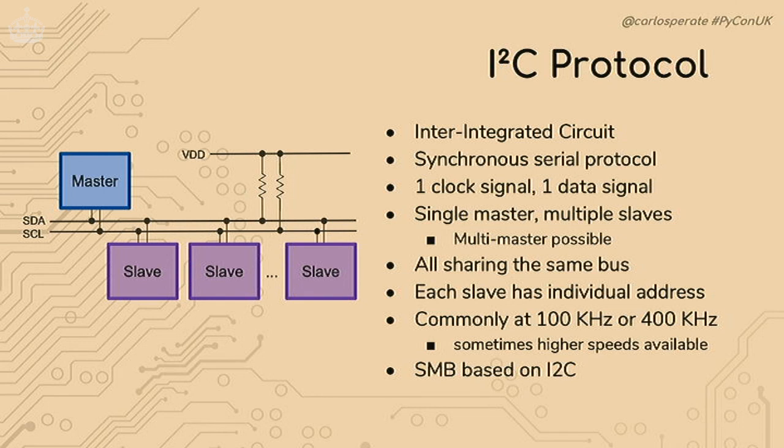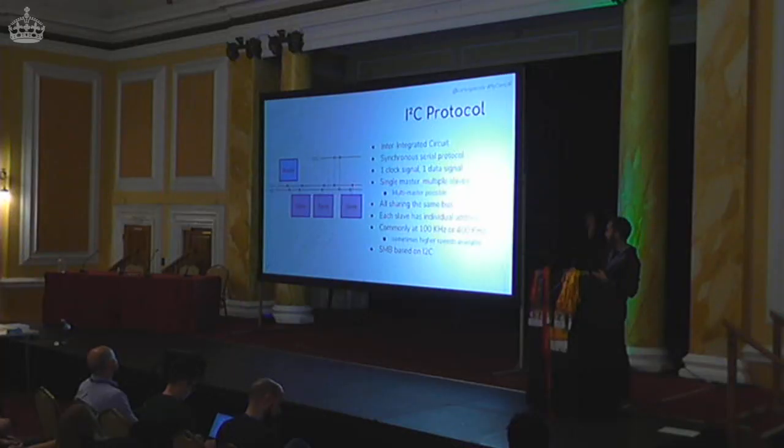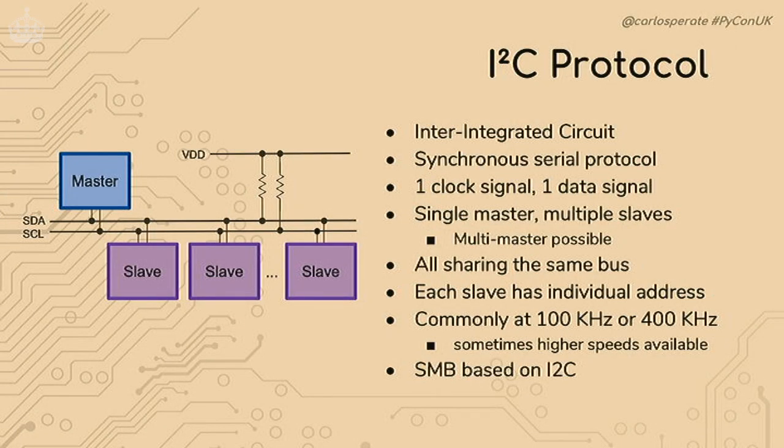The last example is the I2C protocol. It stands for Inter-Integrated Circuit. This is also a synchronous serial protocol. So we have one master and one or more slave devices. But the main difference here is that we only use two signals. Doesn't matter how many devices you've got, you only need two cables. And the way that the master can target each slave is because they have individual IDs or addresses.